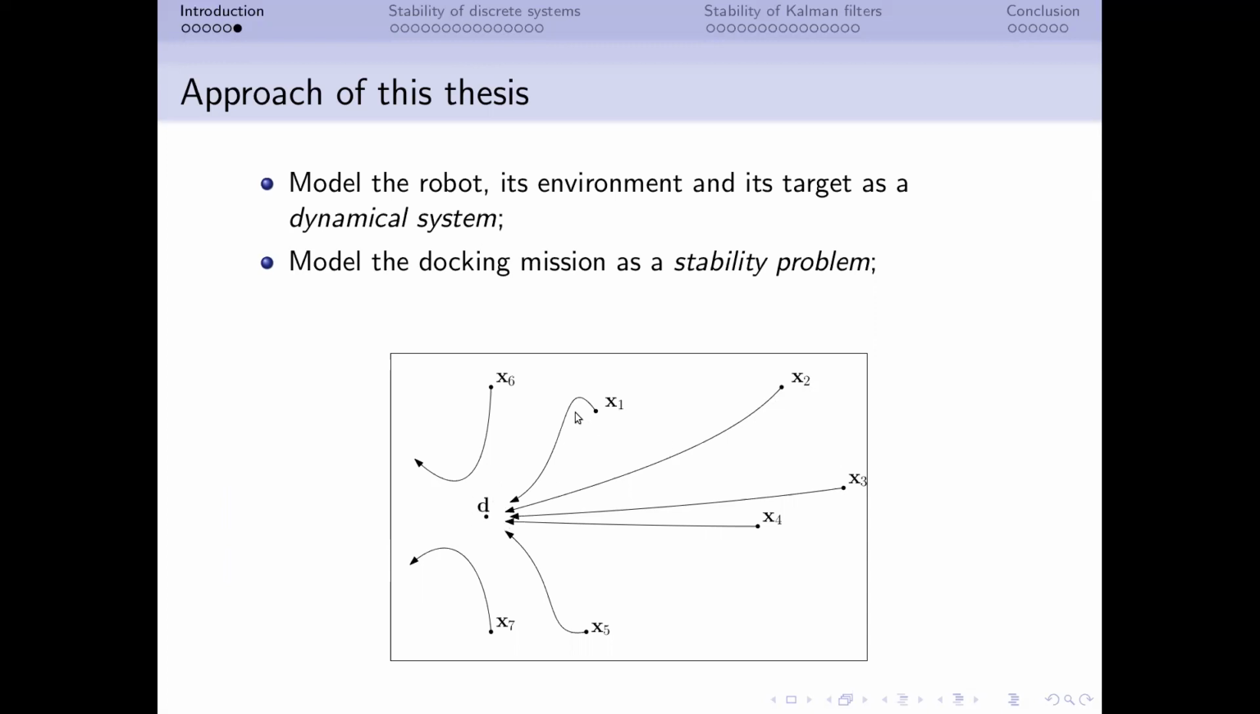We can see on this picture that, for example, if you take into account the controller, the localization algorithm, etc. of the robot, if the latter is initialized at points x1 to x5, it will be able to go back to the point D, whereas if it's starting at x6 or x7, it won't be able to go back to point D. This is basically a stability problem because the robot, when initialized at the points on the right of this picture, will converge towards the point D. This is why we choose to model it as a stability problem, in the aim of proving a priori that the mission is feasible.